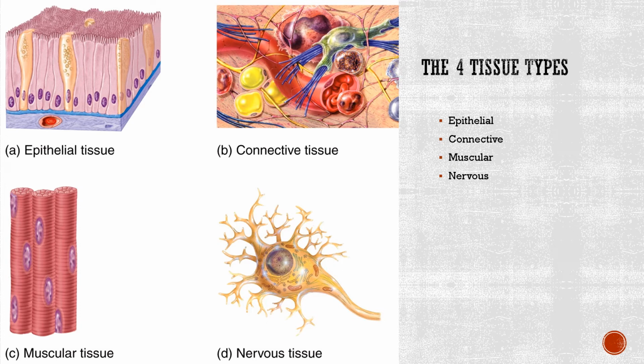So the 4 tissue types in our body are epithelial, on the left top, then we have connective, which is top right, muscular, which is bottom left here, and nervous down here. So these are going to be our 4 tissue types, and we will talk about each of them individually.